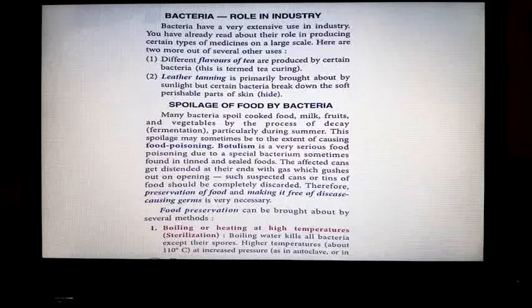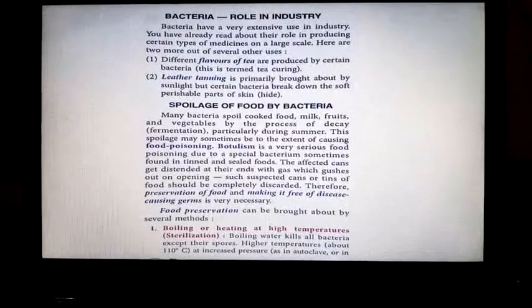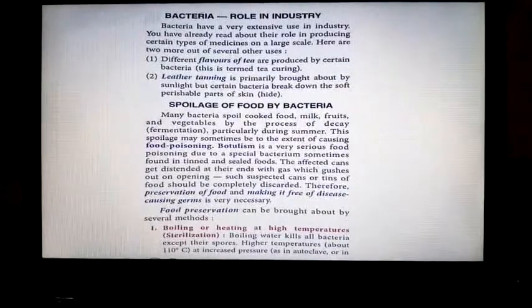Is it clear? Now we are going to learn a few techniques of food preservation. So you have learned the role of bacteria in agriculture and in industries, whereas medicines we are going to learn in the next part. Now, some of the preservation techniques we are going to learn.